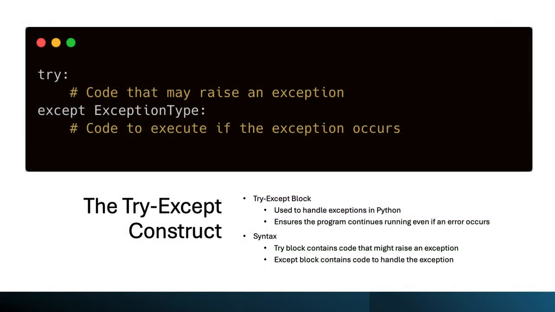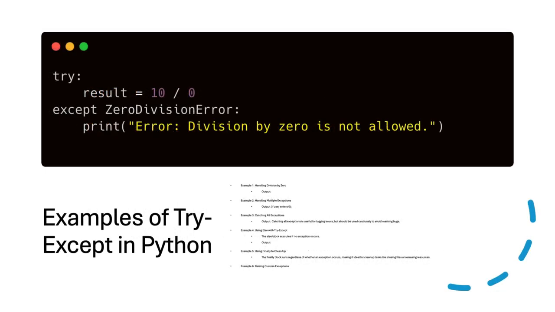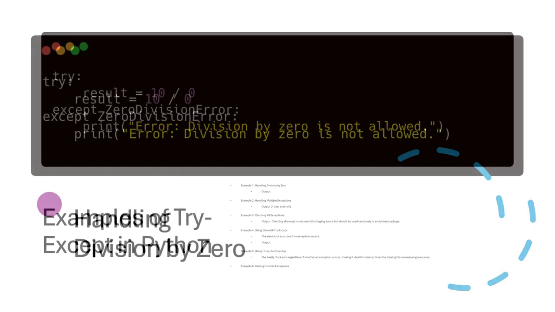The try except block in Python is used to handle exceptions. The try block contains code that might raise an exception, while the except block handles the exception. This slide covers various examples of exception handling in Python, including handling division by zero, multiple exceptions, catching all exceptions, using else with try except, using finally to clean up, and raising custom exceptions.